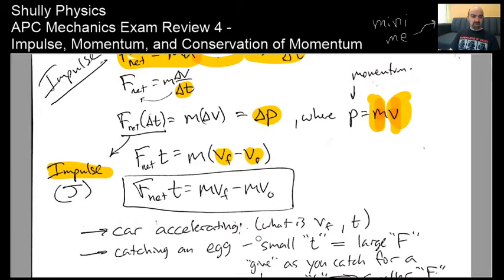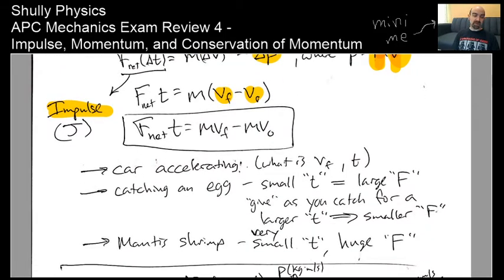So we get this impulse equation. How is it used? Oftentimes you might look at a car accelerating or coming into contact with another car. If so, what is the final velocity? What is the time of impact or the time of acceleration? It could be a large freight train. Get back to the freight train. What if the freight train is accelerating?